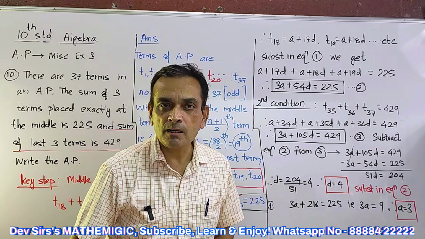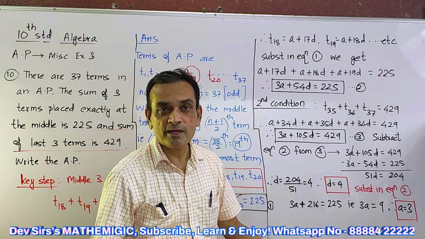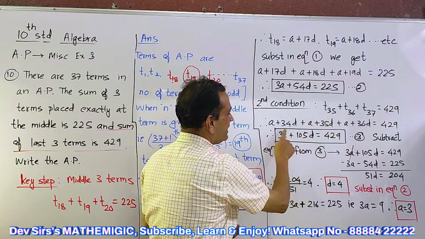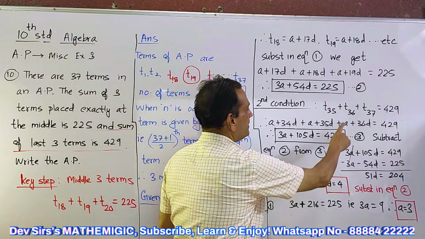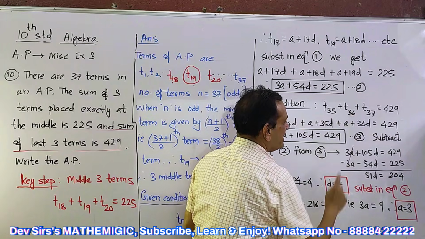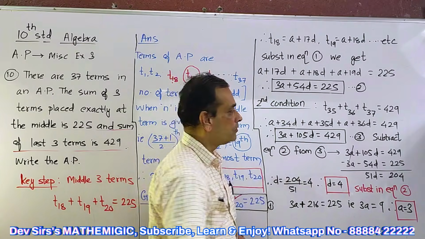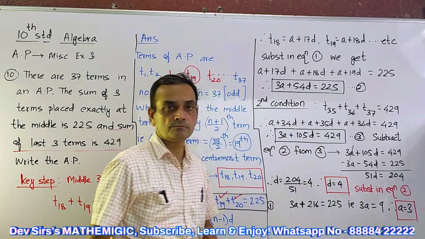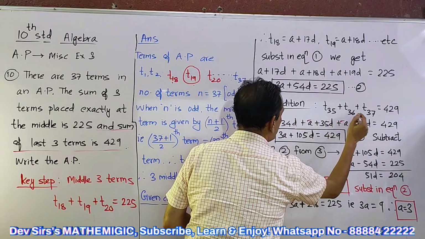Again Tn का formula. Now you can also tell very easily. T35 A plus 34D. 35 में से एक कम करने का. T36 A plus 35D. T37 A plus 36D. तीनों ऐड करो 429. A plus A. Again 3A.